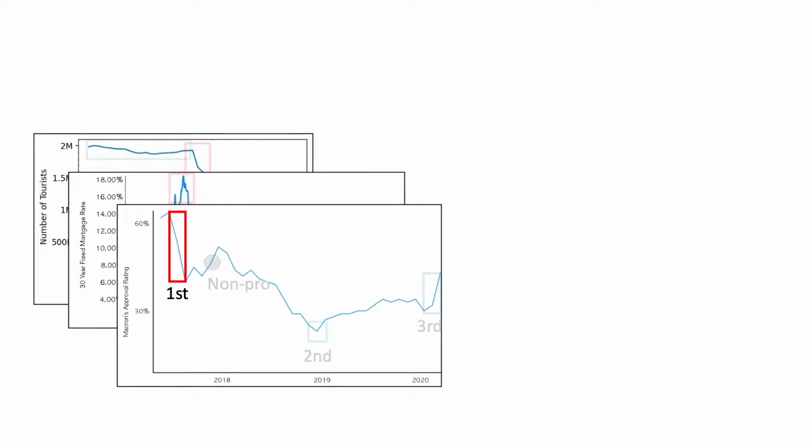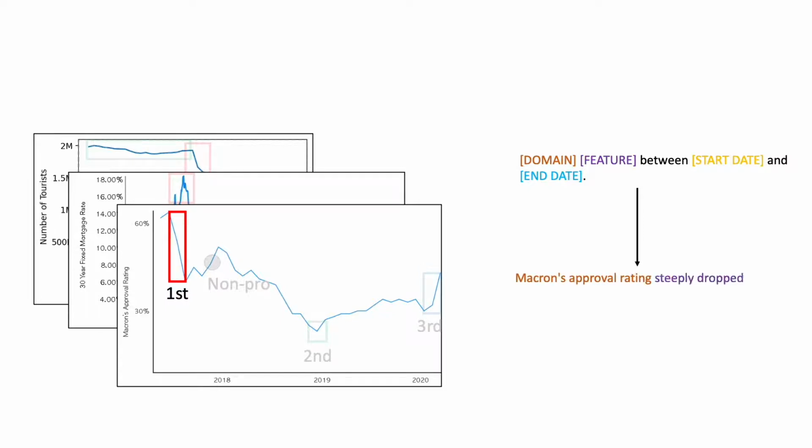Then for each of these features, we use templates for caption generation in order to minimize the effects of linguistic variation. Here, we fill in the domain, the feature, the start date, and the end date to obtain the caption, "Macron's approval rating steeply dropped between June and August of 2017."